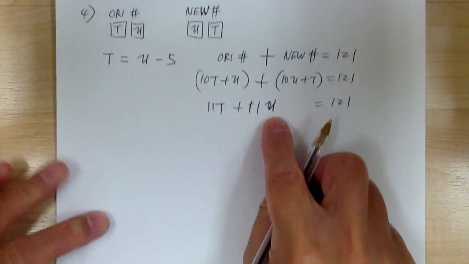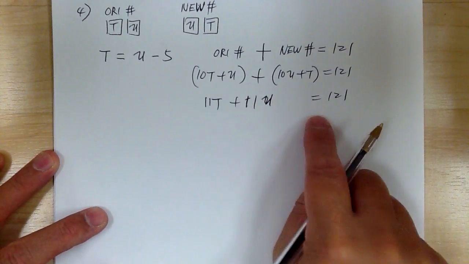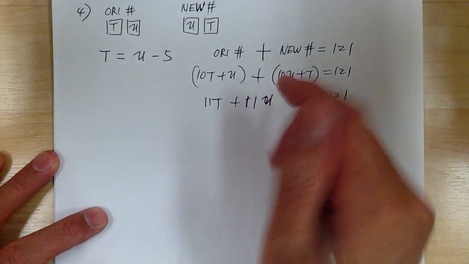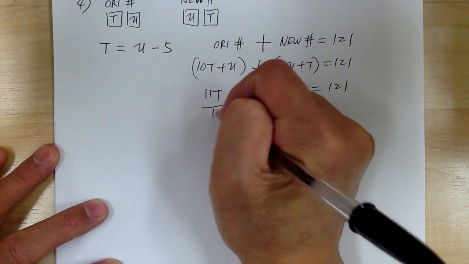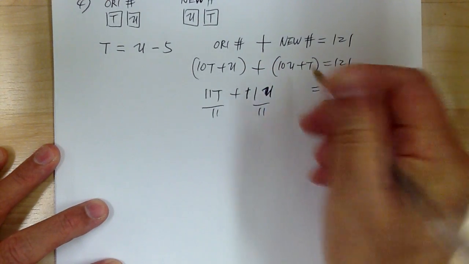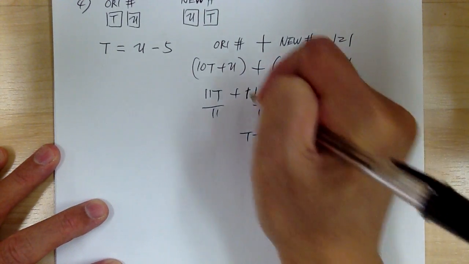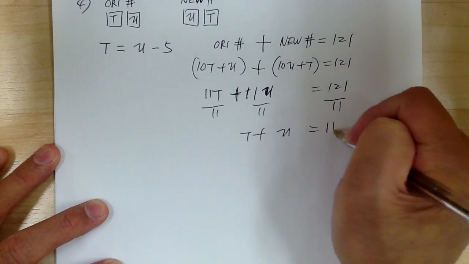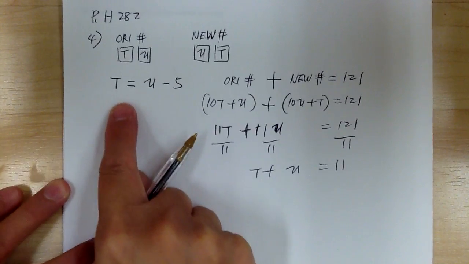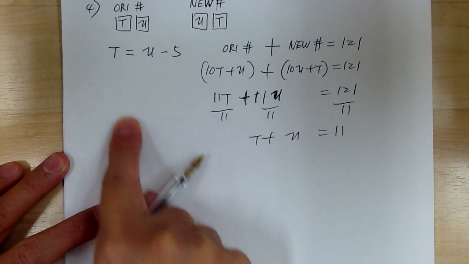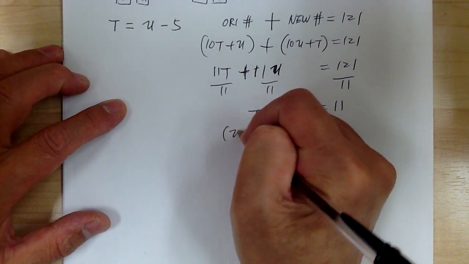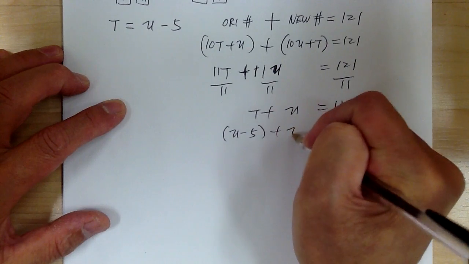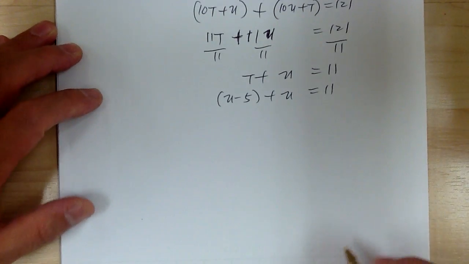And again, if you can divide to a lower number, that's one of the indications that you're on the right track. So divide by 11, divide by 11, divide by 11. So t plus u is equal to 11. And then this is a substitution kind of equation, so you can substitute this into here. So t equal to u minus 5. So u minus 5 plus u equal to 11.